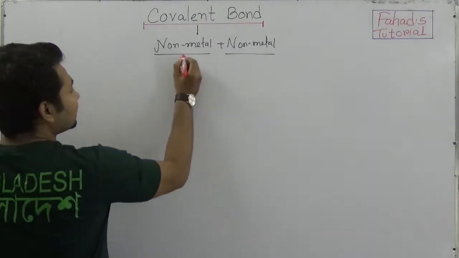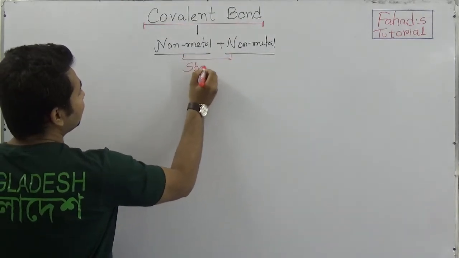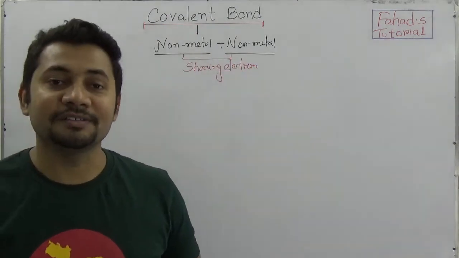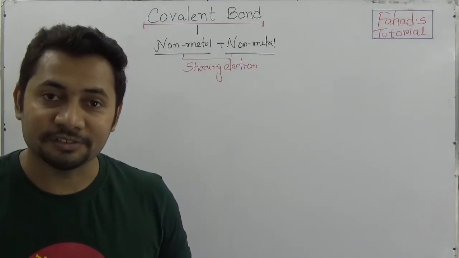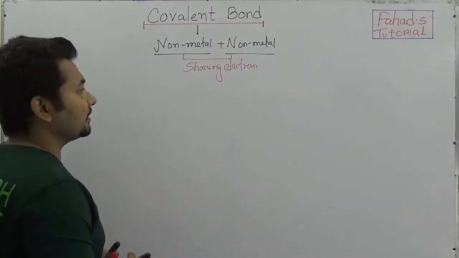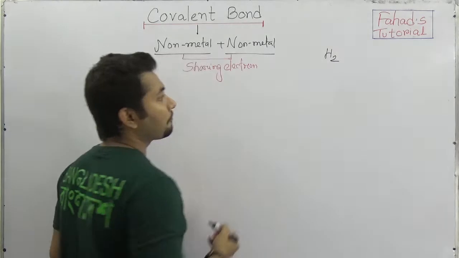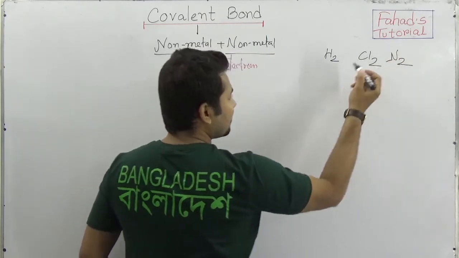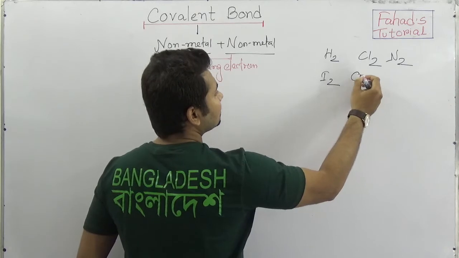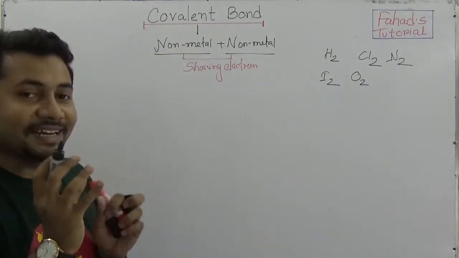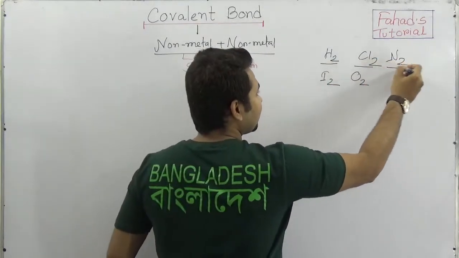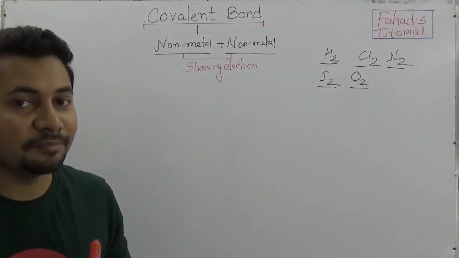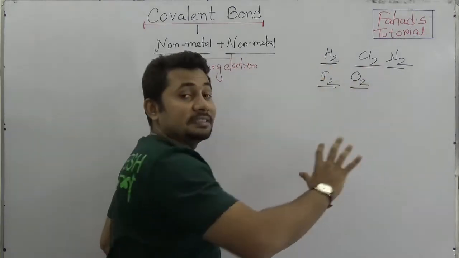So these non-metal and non-metal will be sharing electrons. In this tutorial, we will only focus on the covalent bond that forms by sharing electrons. How does it form? If you look at these diatomic molecules like hydrogen, chlorine, nitrogen, iodine and oxygen, you will feel there is something going on here. All these diatomic molecules, that means two-atom molecules, are not forming in the same way. In all cases, they are sharing electrons.